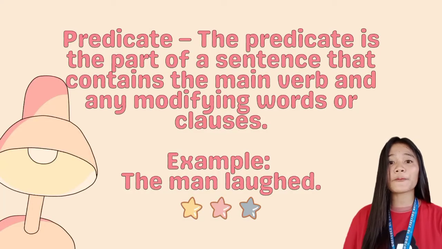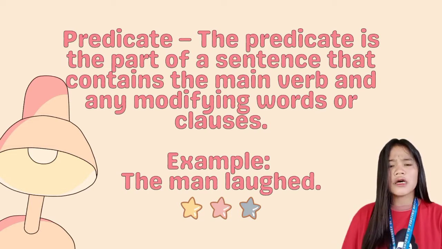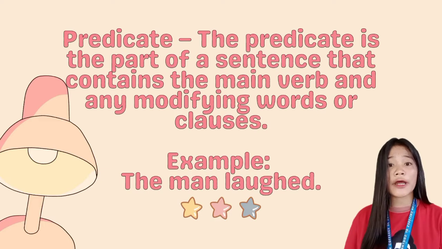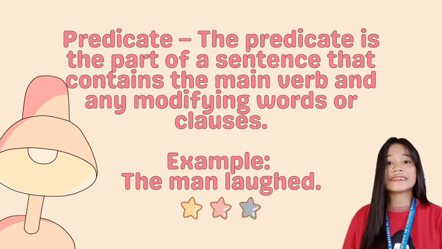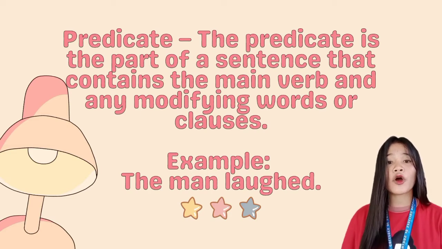Next, the predicate. The predicate is the part of the sentence that contains the main verb and any modifying words or clauses. The predicate is responsible for describing the action performed or state experienced by the subject. For example, in the sentence, "The man laughed." In this sentence, the predicate is laughed because it describes what the subject is doing or the state of the subject. So what does the man do? The answer is laughed, right?